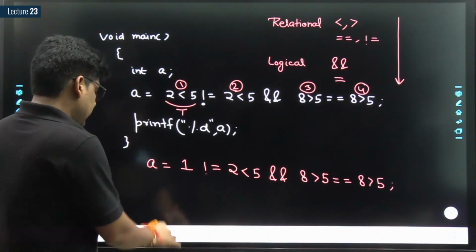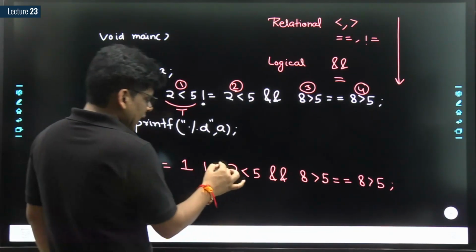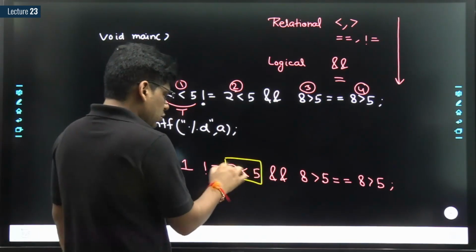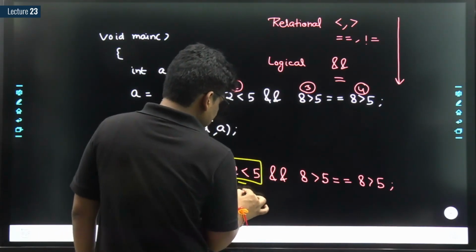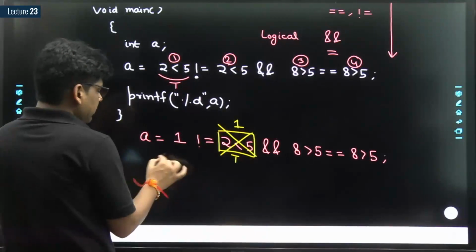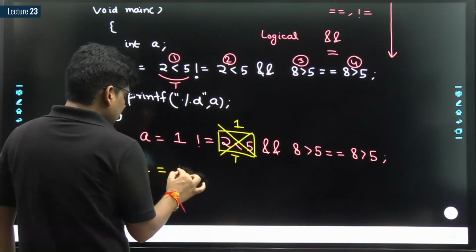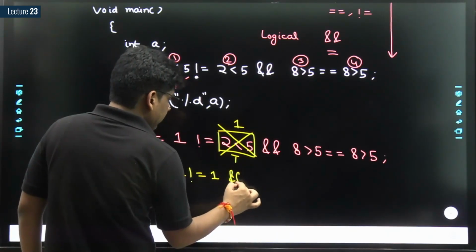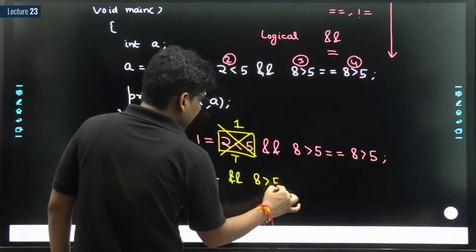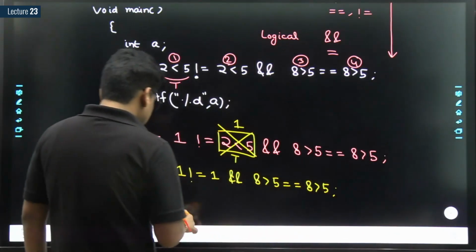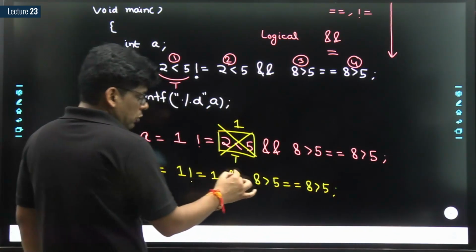Done, sir. Next, sir, next, this one will be performed first. Okay. Is it true that 2 is less than 5? Yes, sir. Since it is true, can I replace this with 1? Of course, sir. Let me rewrite it again. A is equal to 1, not equal to 1, and 8 greater than 5 double equals to 8 greater than 5. Now, sir, again, which one should be performed first?